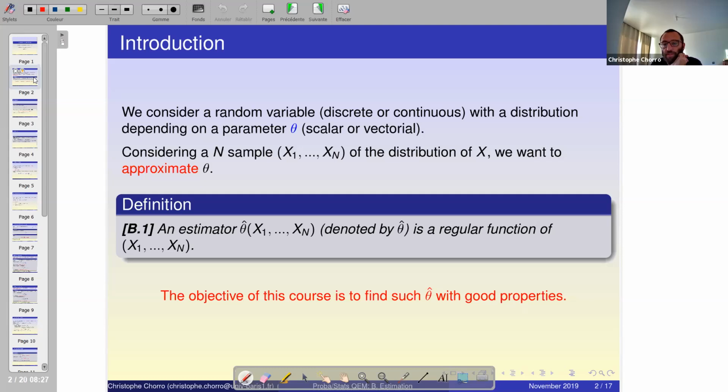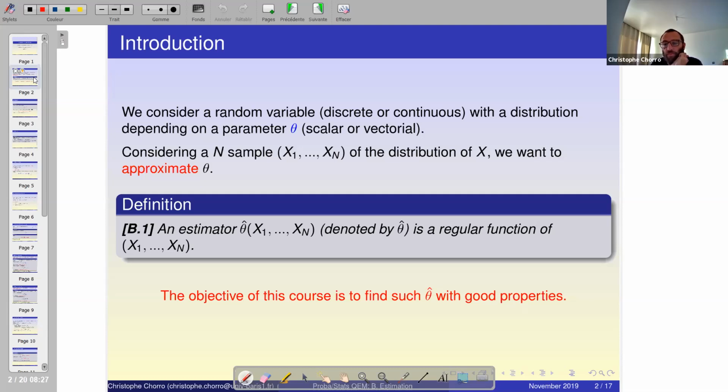And what I want to do, as I have said, is from observations, so from a capital N sample of my initial distribution, and I will denote this sample x1, x2, x capital N. And I remind you what a sample is: it's something where the random variables are independent and with the same distribution. And here, this distribution depends on my parameter theta that I don't know, and I want to approximate. So I want to approximate this theta.